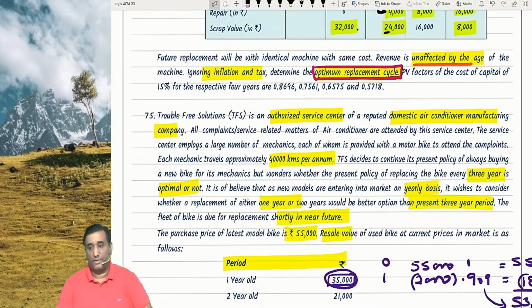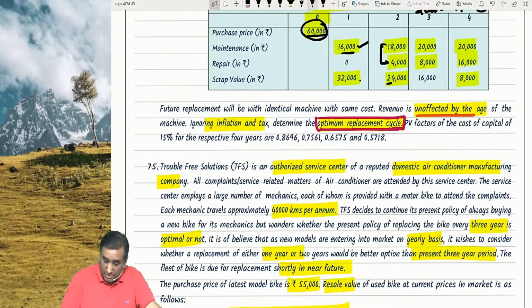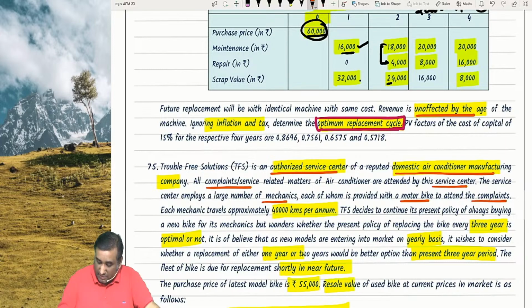I'll read out the question with you. Trouble-free Solutions, TFS, is an authorized service center of a reputed domestic air conditioner manufacturer. All complaints and service related to air conditioners are attended by this service center. The service center employs a large number of mechanics, each of whom is provided with a motorbike to attend the complaints. Each mechanic travels approximately 40,000 kilometers per annum.